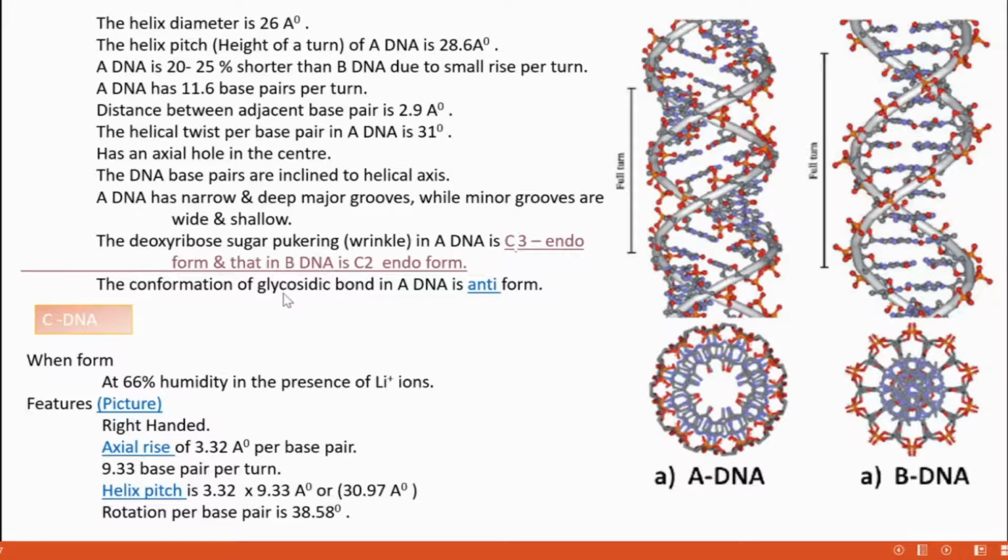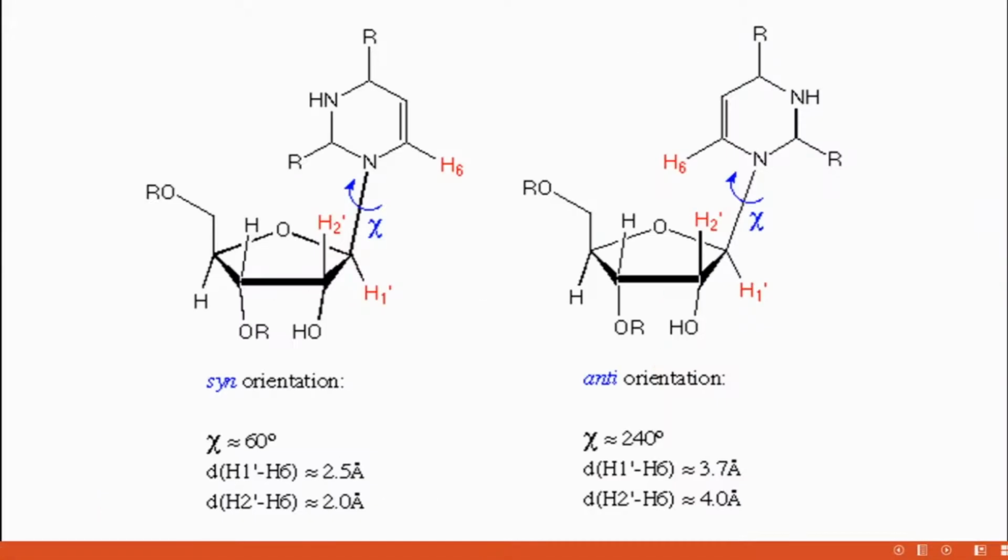We know that the glycosidic bond is the bond used to connect the base with the sugar. That bond can rotate with respect to the sugar. I'll show you that. This is the sugar and this is the base, and this is the glycosidic bond. Syn orientation and anti-orientation are here.